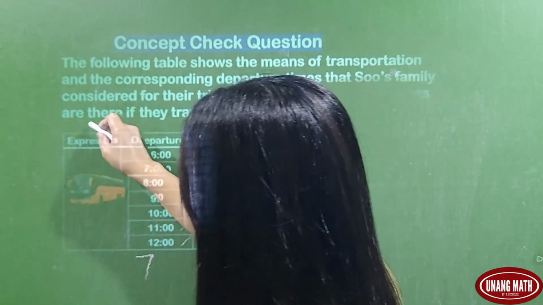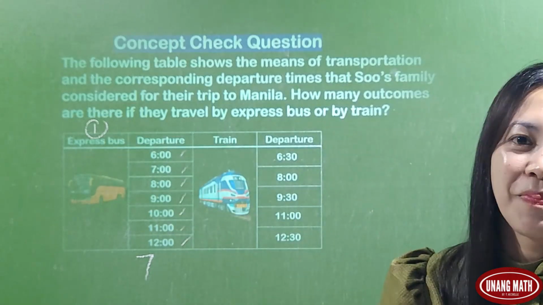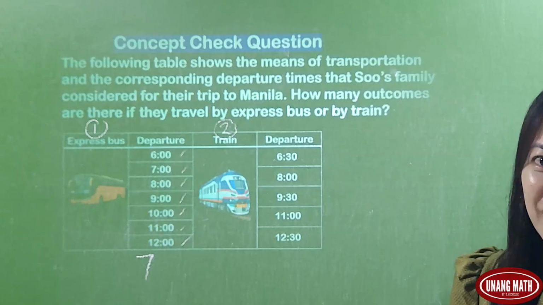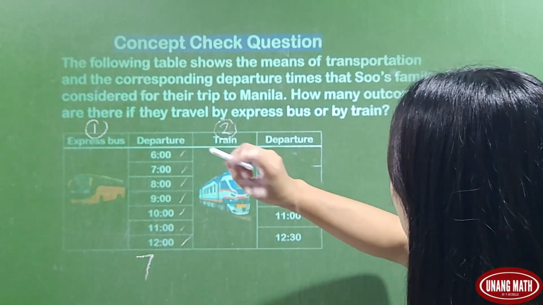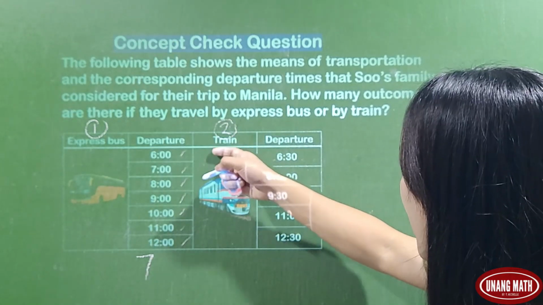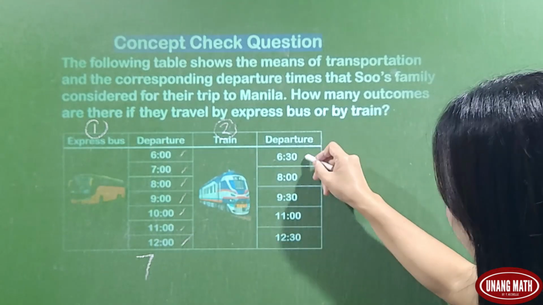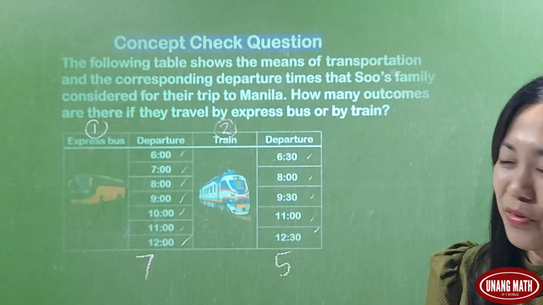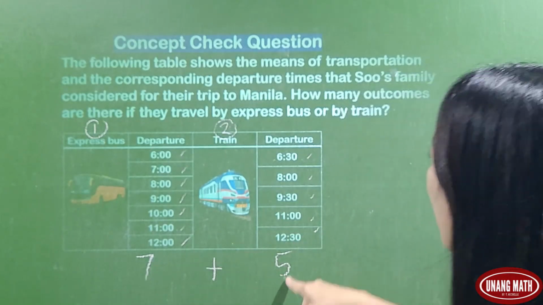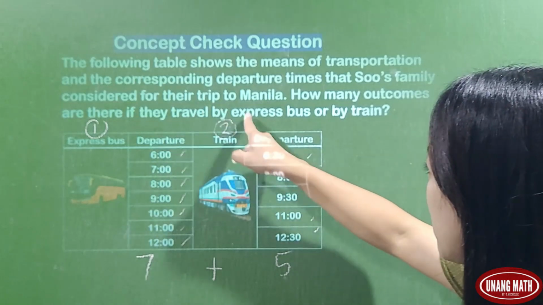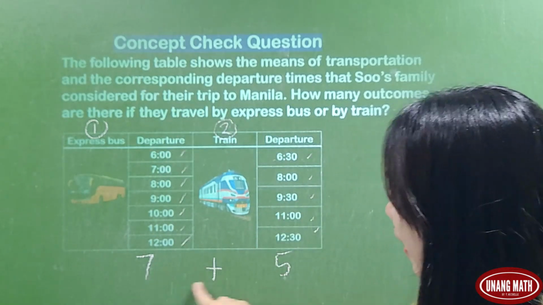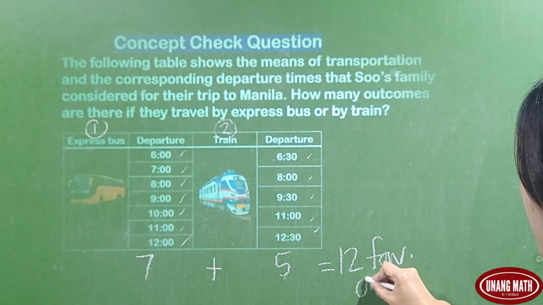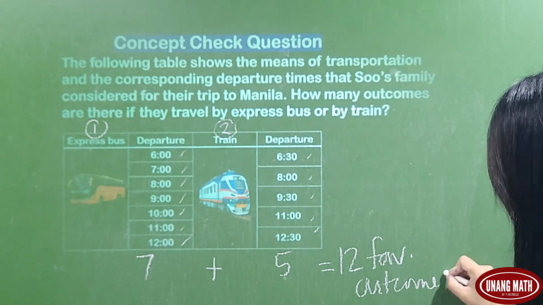Okay, by the way, express bus is our first event, and by train is the second event. If they will travel by train, there are 1, 2, 3, 4, 5. So 5 outcomes. So 7 plus 5. How many outcomes are there if they travel by express bus or by train? So this is now equal to 12. So 12 favorable outcomes.